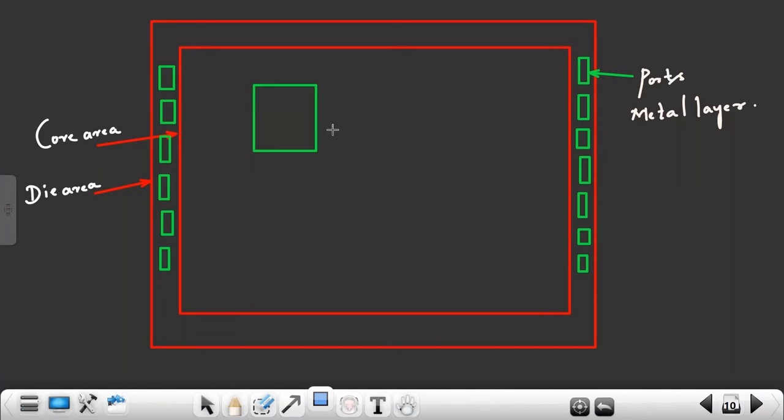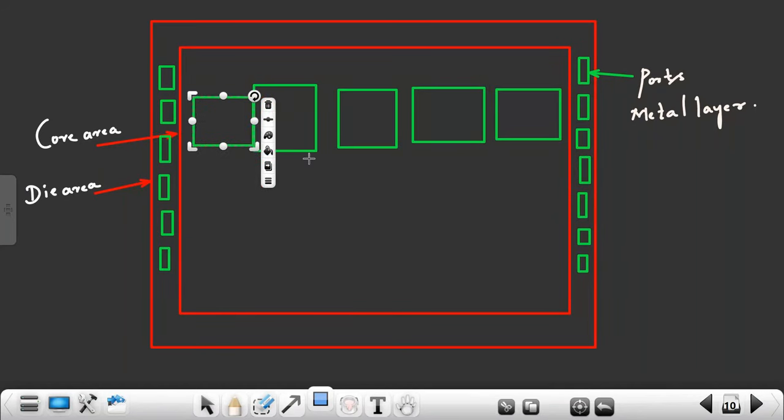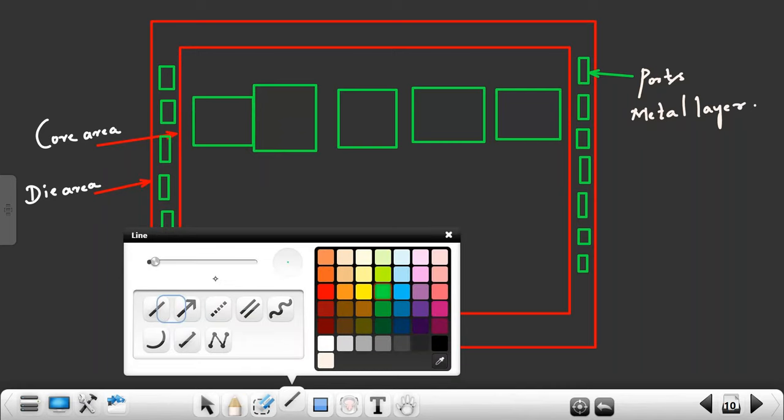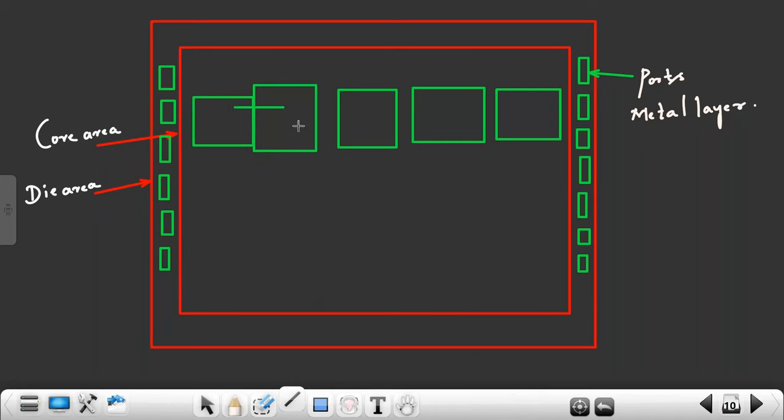The layout team will draw. So ultimately, I have to place the layout of cells here, and I have to connect the cells by using what? By using metal layers. I have to connect by using what? Metal layers. That is our ultimate role, the physical design role. So now, what are the standard cells? Like AND gate, OR gate, XOR gate, right? Those are called standard cells.